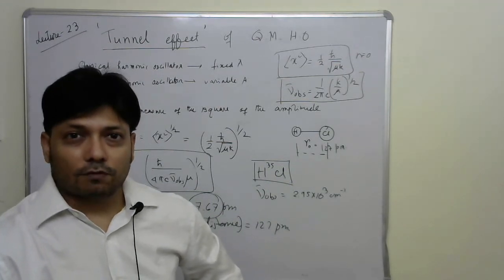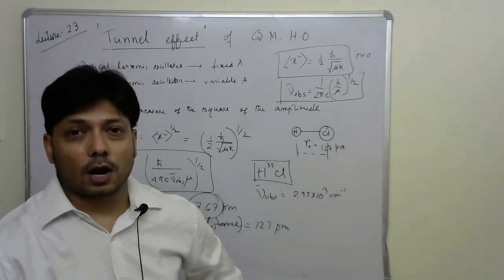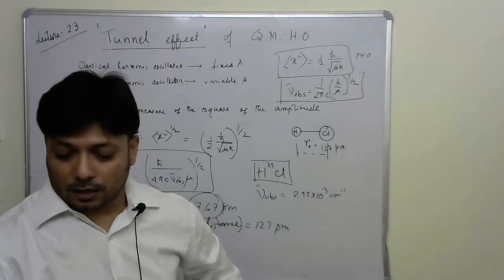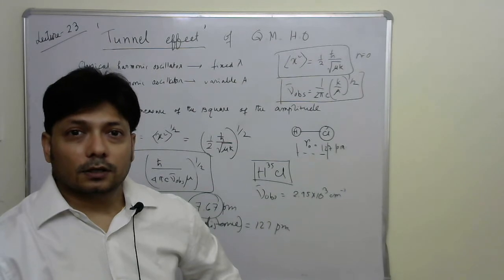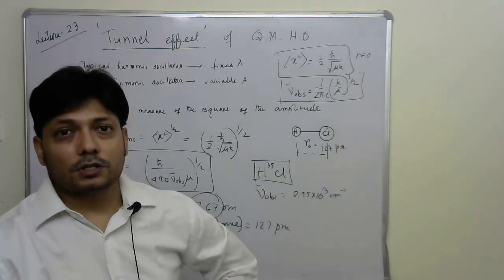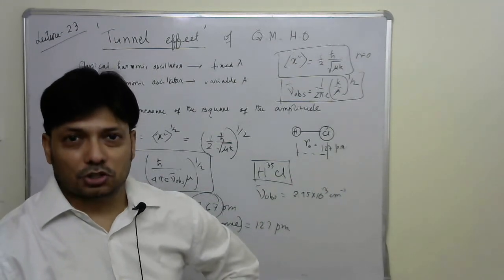With this we have finished our chapter 5, the harmonic oscillator, and from the next chapter onwards we will move into three-dimensional systems.